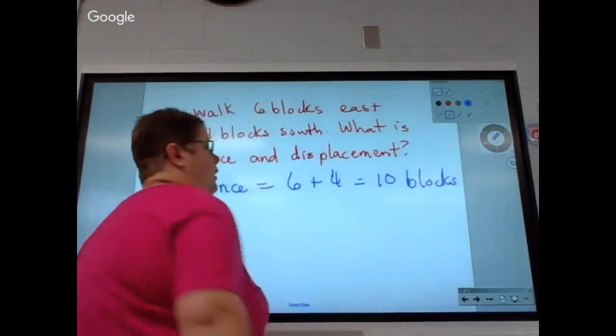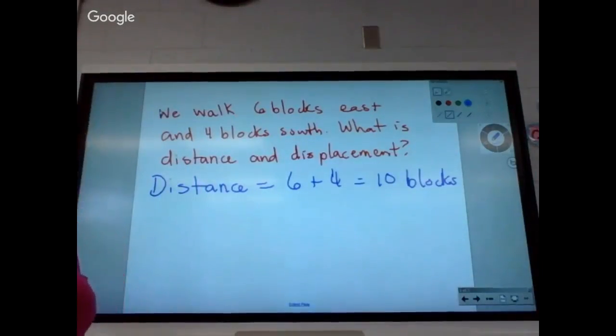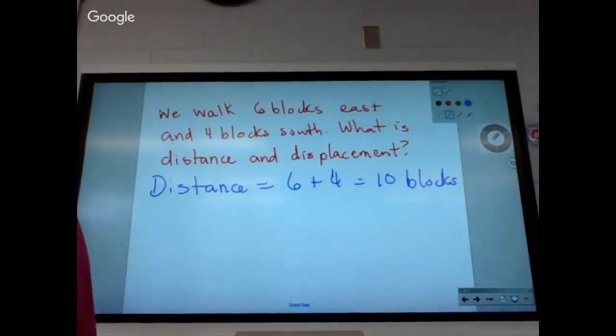All right. So, how do I get my displacement? Not necessarily. We don't just say 6 minus 4. Some problems will subtract, but not all. How do we figure it out? That's why I say draw a picture. You need to know what's happening.